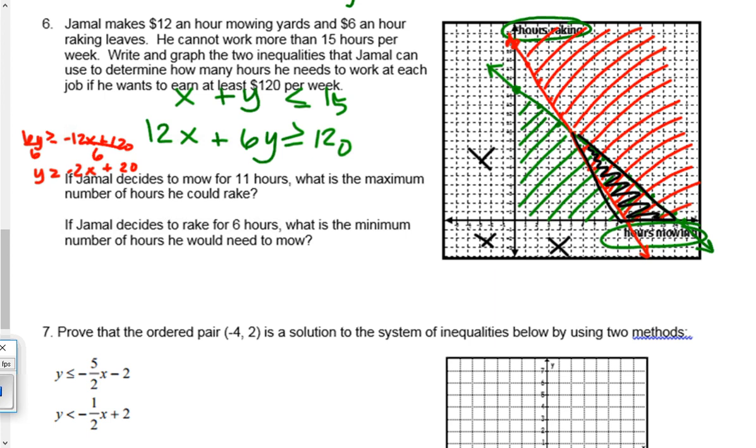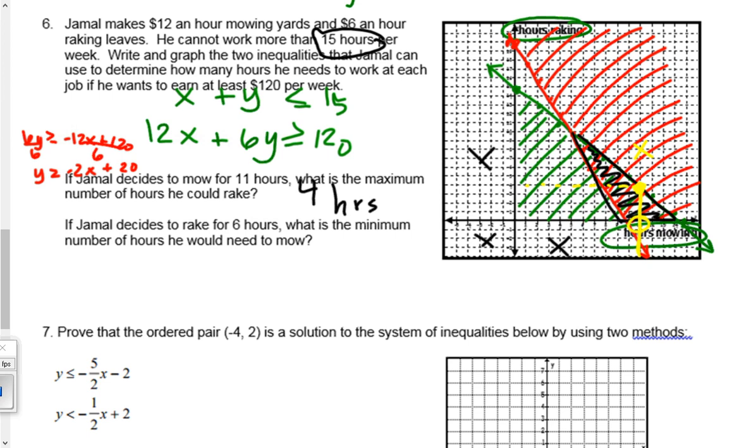So it says if Jamal decides to mow for 11 hours, what is the maximum number of hours he could rake? Well, you can solve this two different ways. First of all, we know from the story that his limit is 15 hours. So a lot of y'all can just say, well, 4, right? Obviously, that's as much as he could do. But let's look and see how this shows itself on the graph. He decides to mow for 11, right? Here's the 11 line right there. Well, if I follow this line up with my eyes, the top point that I hit before I'm outside of the shaded region is right here at 4, right? So if he's at 11, the highest point we can get is 4.